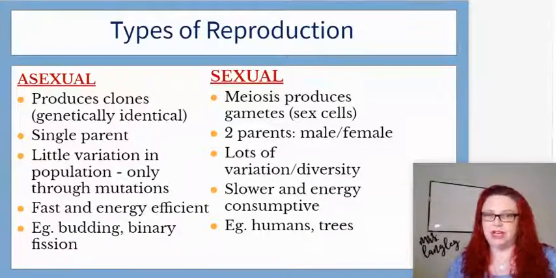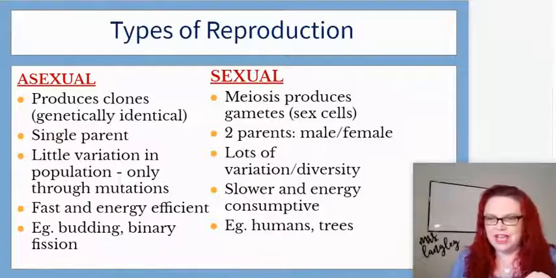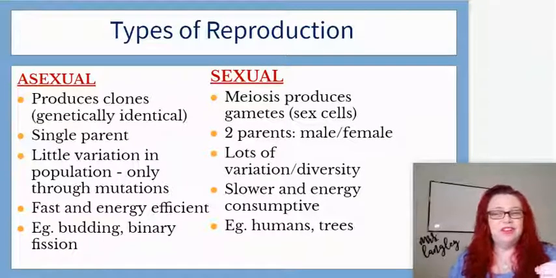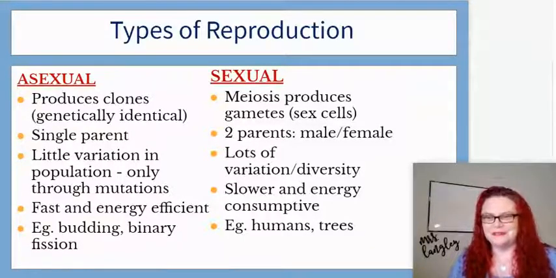There are 2 different types of reproduction. We have asexual and sexual. Now, asexual reproduction is one parent, just one, and it's creating a genetically identical copy. We can also call those clones. Now, there's very little variation because we're making a copy. Very little variation, only a little bit, and that's due to mutation. We're going to talk about that more in the next unit. This type of reproduction is pretty quick, and it's very energy efficient. And examples of this include budding, binary fission, and then of course there's mitosis, which we talked about in the last video.